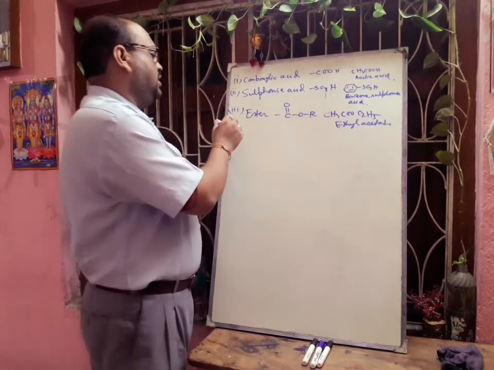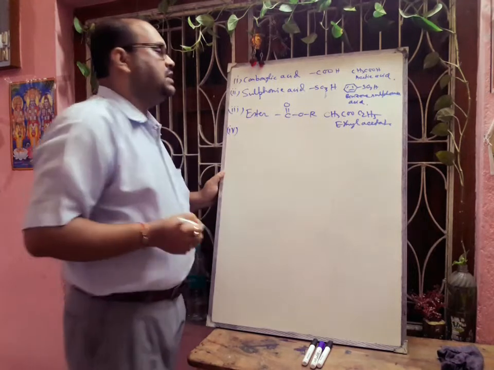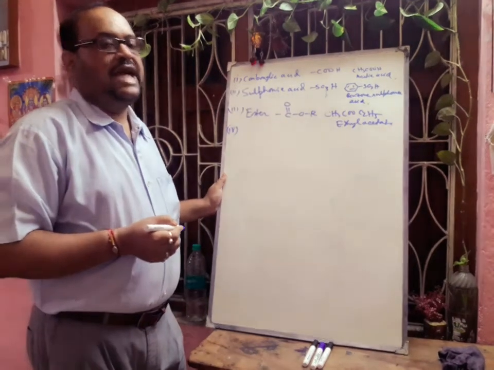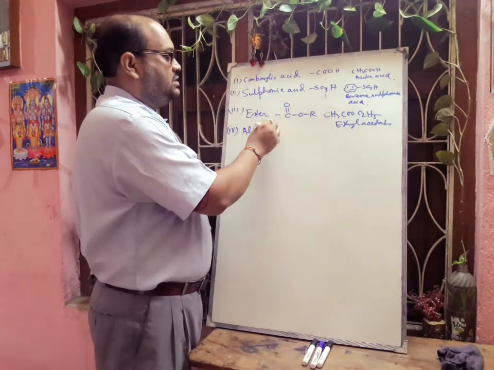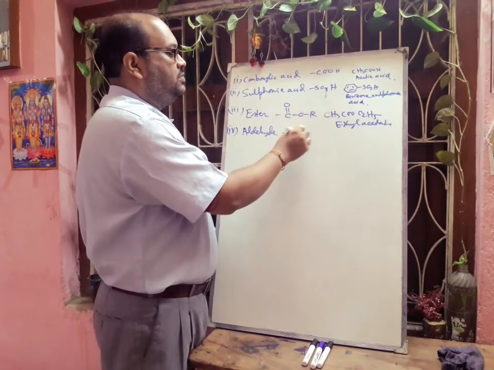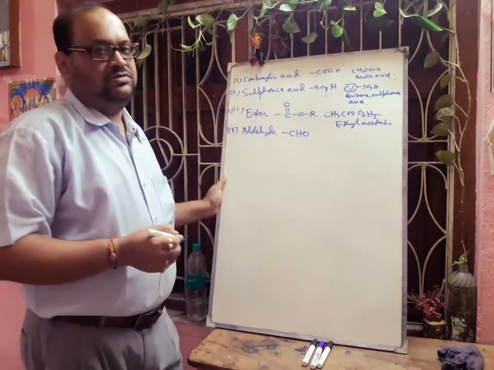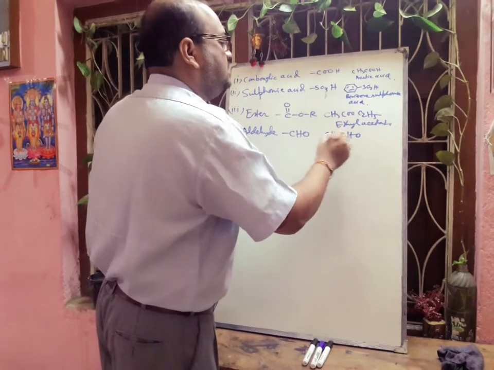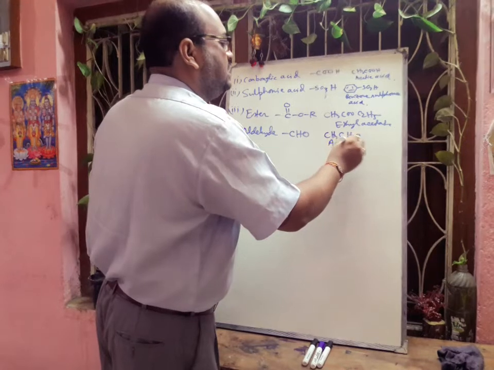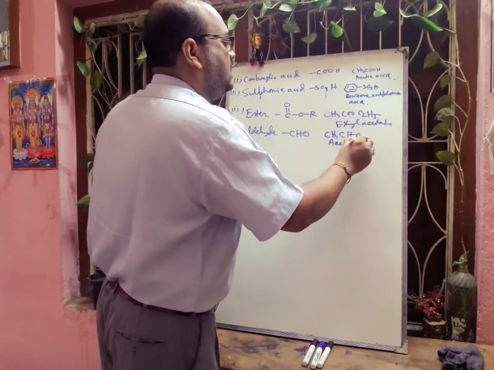Okay. Next functional group we will discuss is the aldehyde. In case of aldehyde, the functional group, all of you know, will be represented by CHO. We can think about CH3CHO. This is called acetaldehyde.